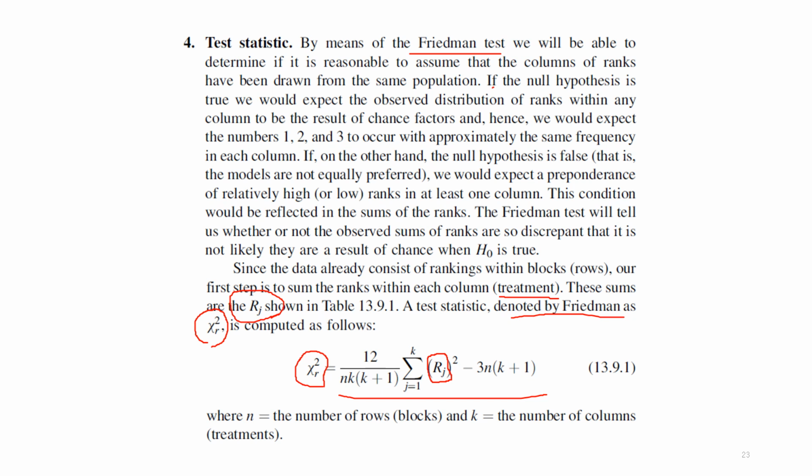N is the number of rows. How many therapists are there? And k is the number of columns, treatments. I mean the models. So we have 3 models. Then we use this formula. It's very easy to calculate.